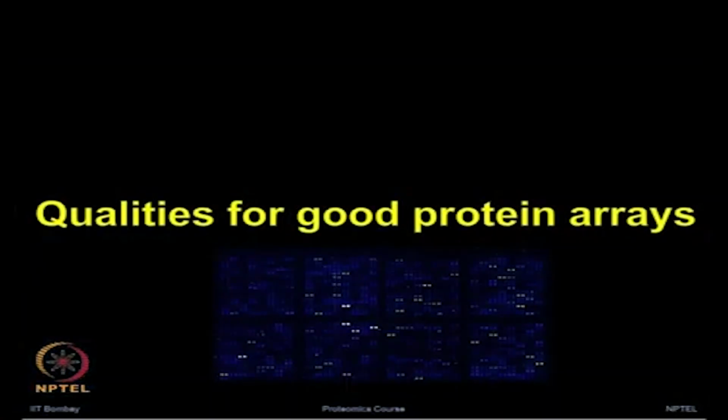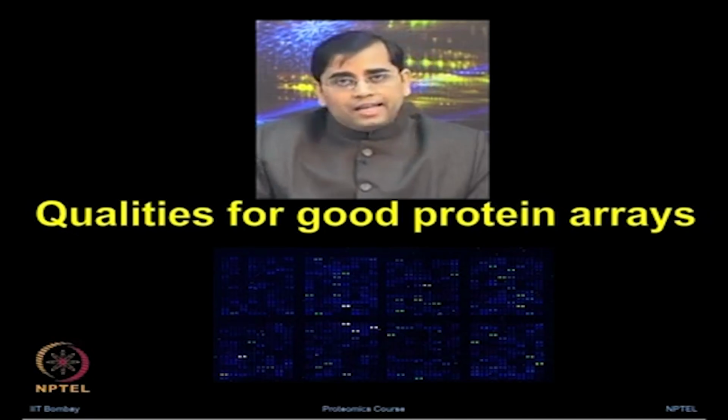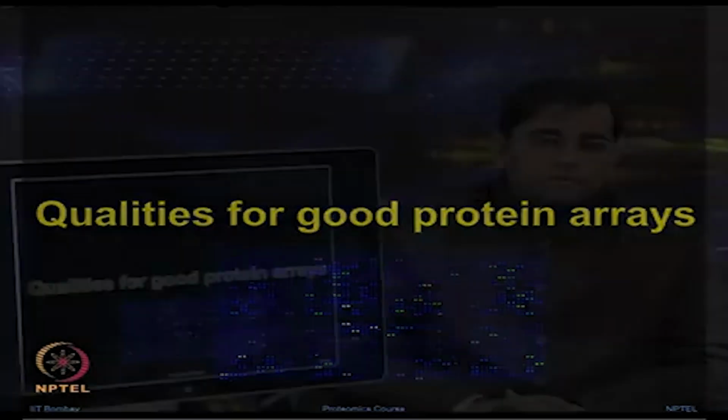Now, what are the different qualities one needs to keep in mind for good protein arrays? Obviously, you like to know the spot size, spot shape and morphology. Those have to be uniform. So, spot to spot consistency has to be there, positional consistency has to be there for a large number of slides, sample loading, sample integrity, as well as different types of controls, replicates and positional flexibility. All those need to be in place for good quality protein arrays.